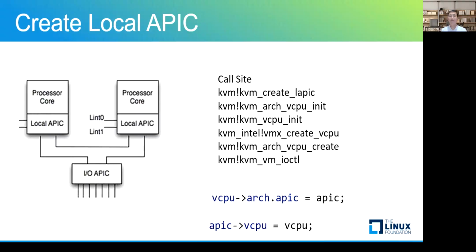After creating the vCPU and the virtual MMU, KVM will create a local APIC for the VM. Local APIC means advanced programmable interrupt controller. That's a virtual PIC for the VM to do interrupt transfer to the VM.